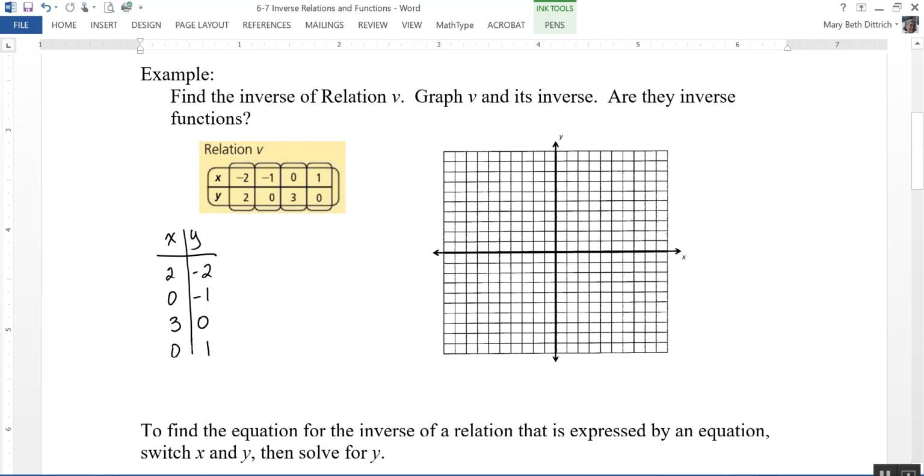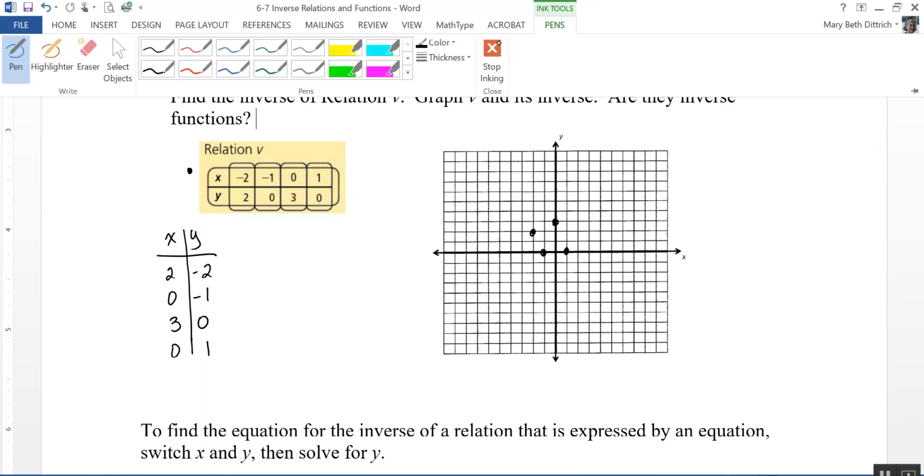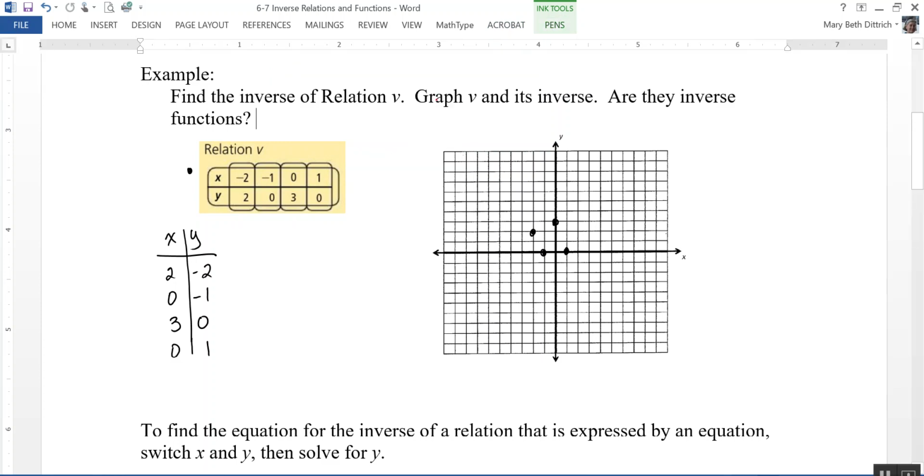Now I need to graph each one. Relation v, I think I'll go ahead and graph that in black. So I have the ordered pairs (-2, 2), (-1, 0), (0, 3), whoops, that's (0, -3), (0, 3), and (1, 0). Let me change colors quickly here. And I will go ahead and graph its inverse in red. So that gives me (2, -2), (0, -1), (3, 0), and (0, 1).